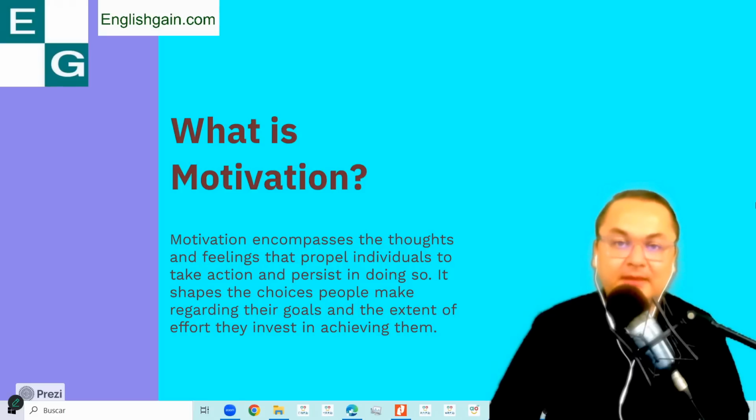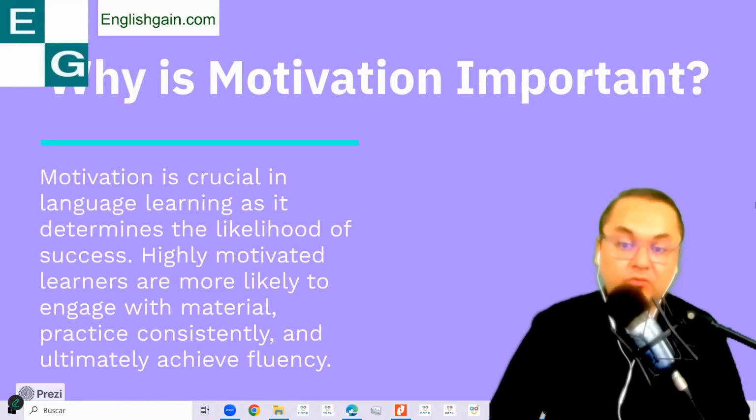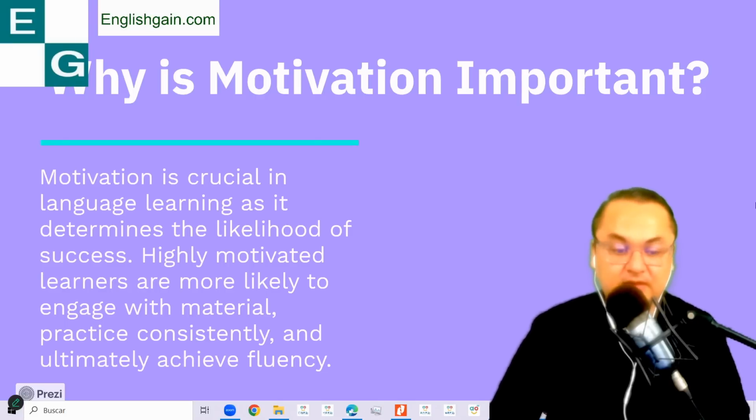Think about that. Think about how your students can be motivated, and as a teacher, what you can do to foster this feeling. I want you to consider these options because motivation is important. Motivation is crucial in language learning as it determines the likelihood of success. Highly motivated learners are more likely to engage with material, practice consistently, and ultimately achieve fluency.